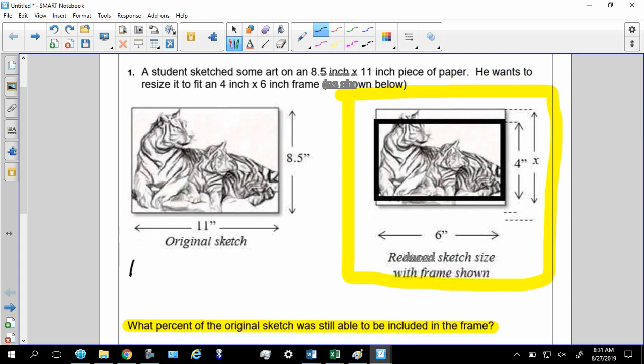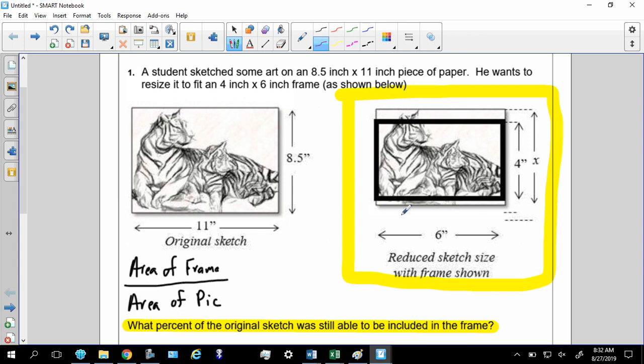So it is the area of the frame, and what we're going to do is divide that by the area of the picture. Okay, so we have the area of the frame, which the way these questions are set up, is going to be very simple.